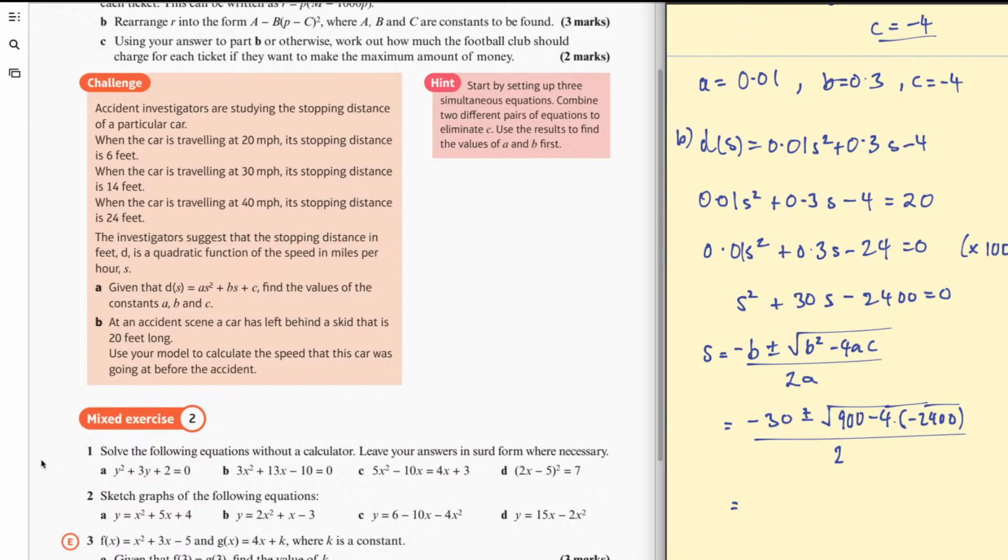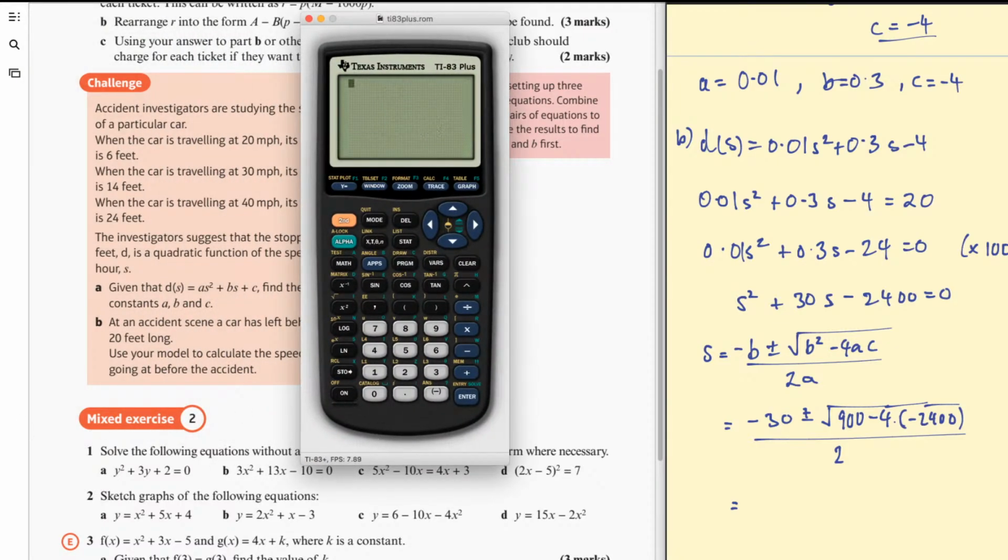Okay. Let's just grab a calculator. 900 plus 4 times 2400 is 10,500. That is not a square number, I don't believe.